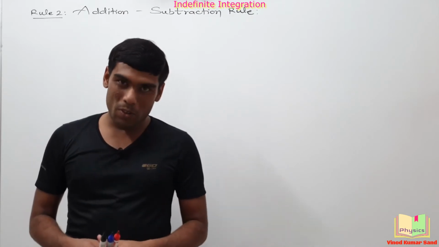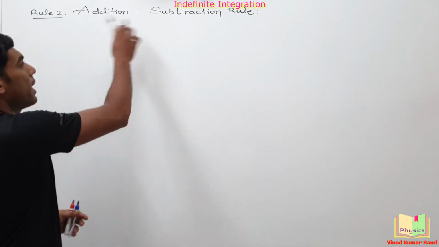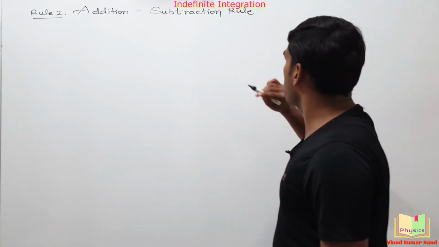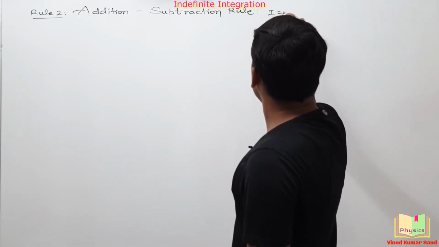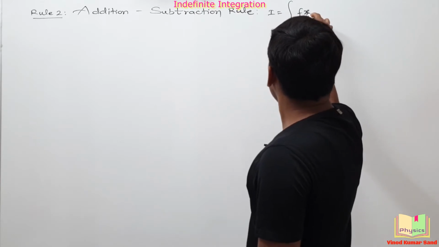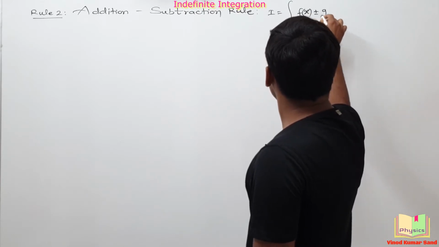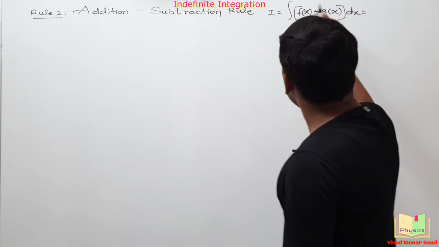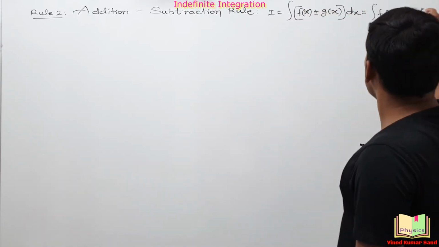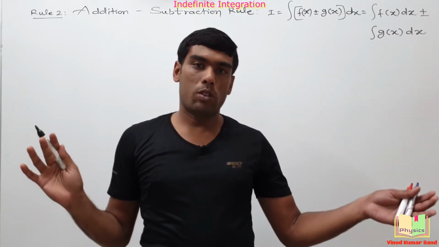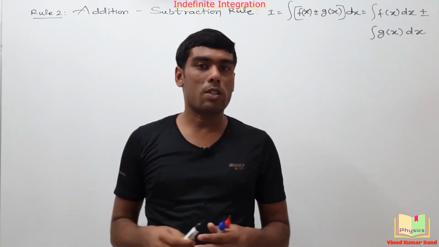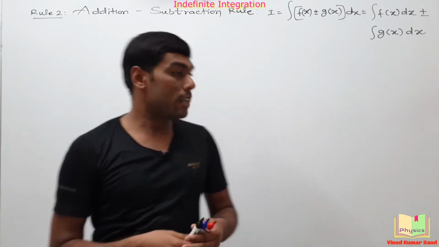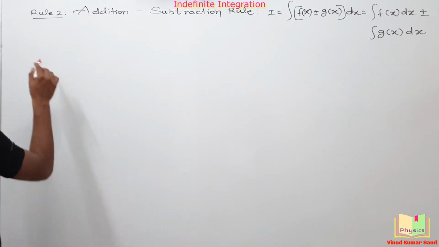Let's talk about rule number 2. The addition subtraction rule, it's similar to what we have seen in differentiation also. If you have such an integration f(x) plus minus g(x), then you can individually operate them. If you have 3, 4, 5 functions in addition or subtraction, you can operate them individually. Let's take an example. You'll get it very easily.